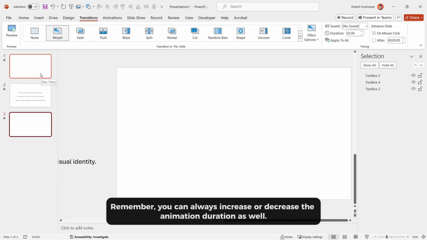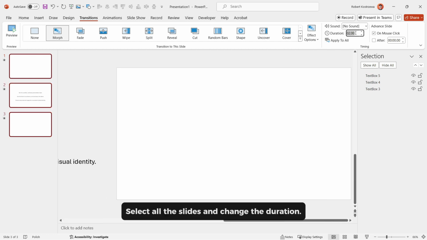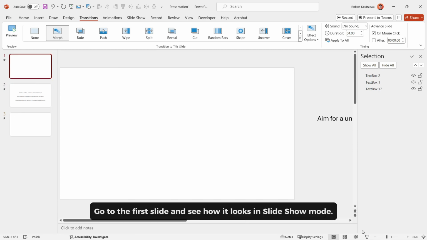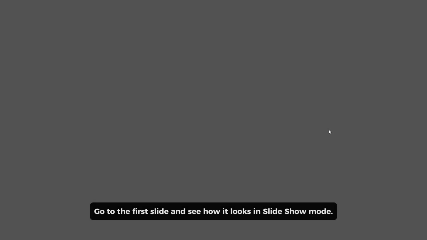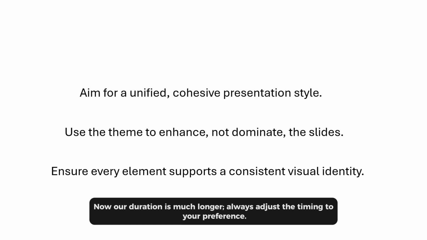Remember, you can always increase or decrease the animation duration as well. Select all the slides and change the duration. Go to the first slide and see how it looks in slideshow mode. Now our duration is much longer. Always adjust the timing to your preference.